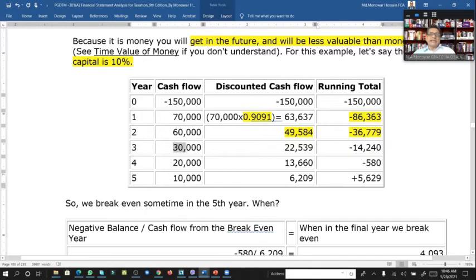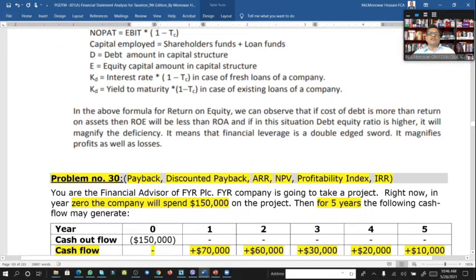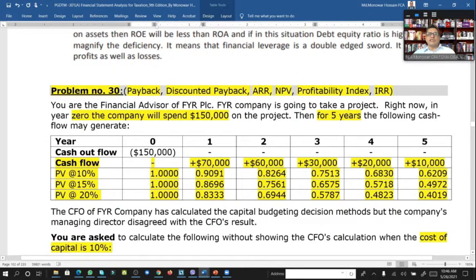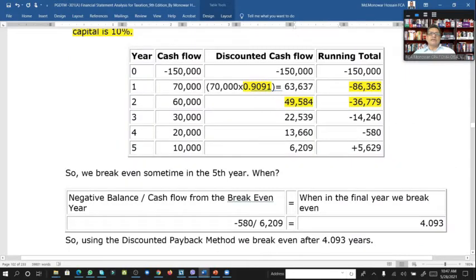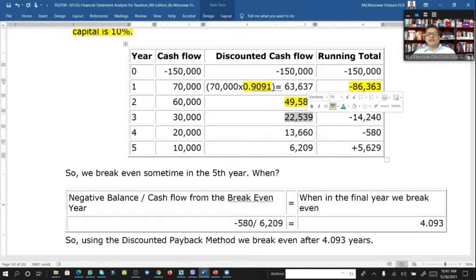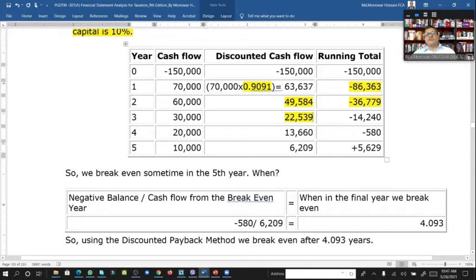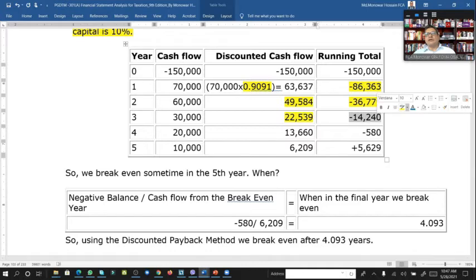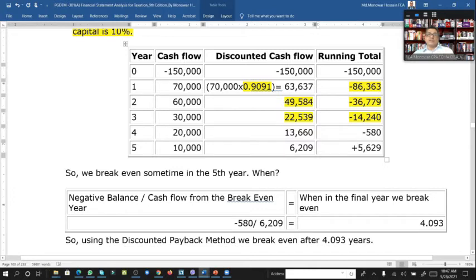And the year 3 cash inflow is 30,000. If we adjust this 30,000 with the PV factor for year 3, 0.7513, then we will get 22,539. So after adjusting with 36,000, again we require 14,240. We require it for break-even of the project.